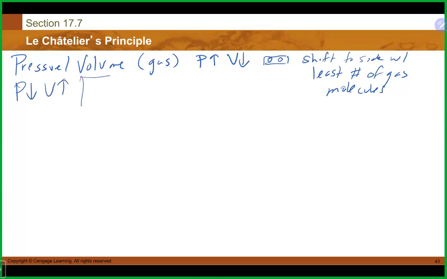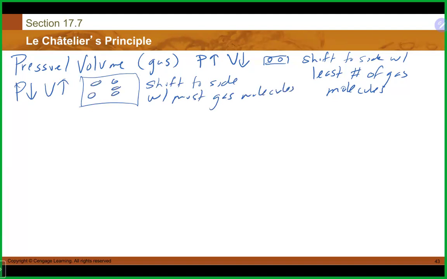So the change that's occurring in this situation is the pressure is starting to drop. I want to bring it back up. To bring it back up, I would need to shift to the side with the most gas molecules. And what that's going to do is put more gas molecules in this bigger area, and that's going to cause more collisions and bring the pressure back up. Once again, it is dependent on the equation you're looking at as to which side that is, but you have to sort of figure it out.